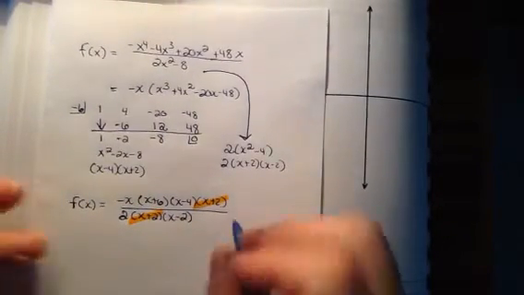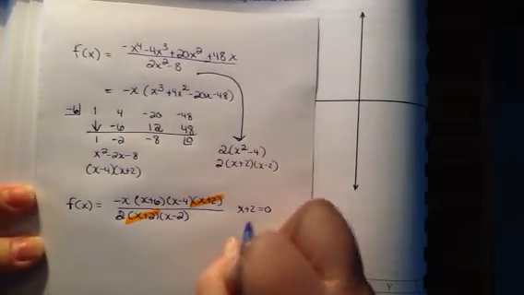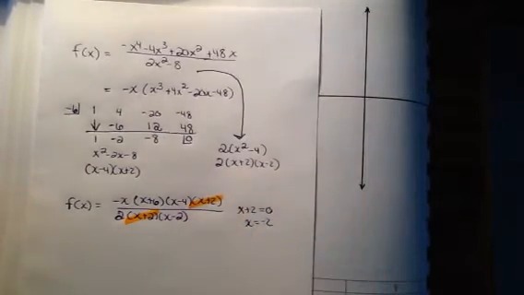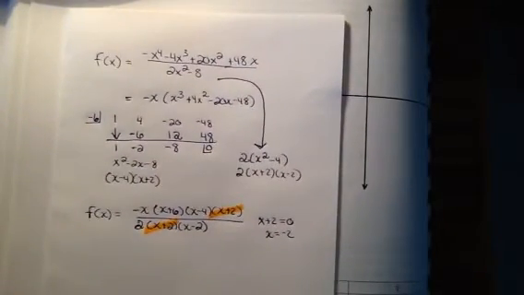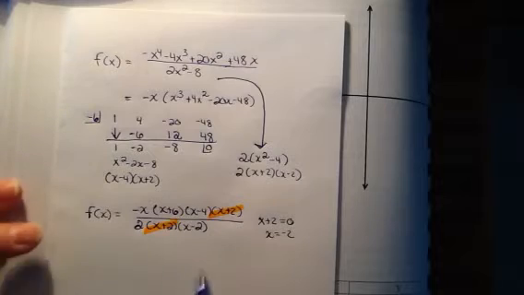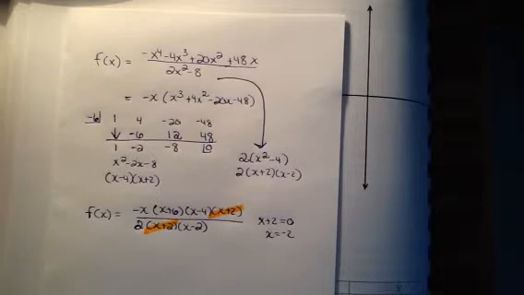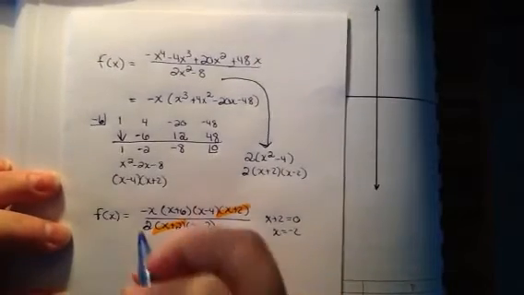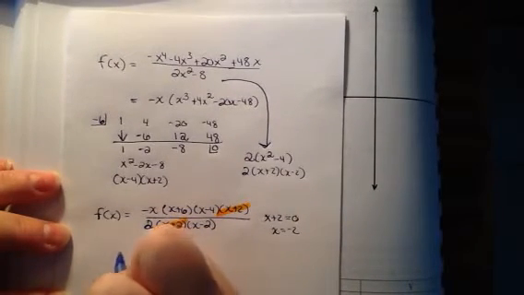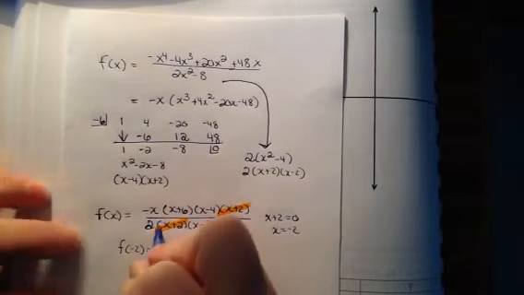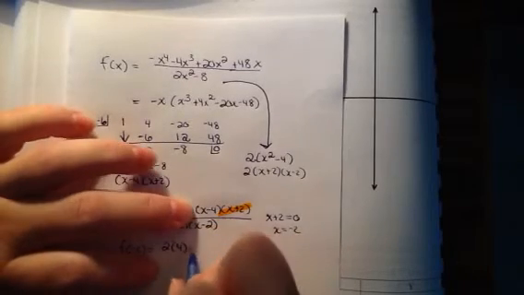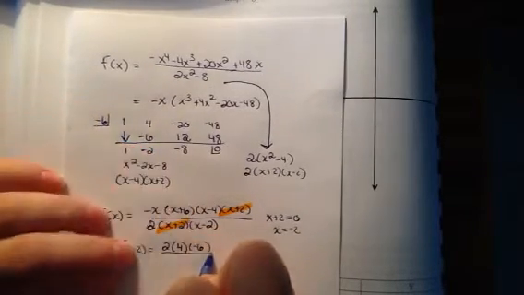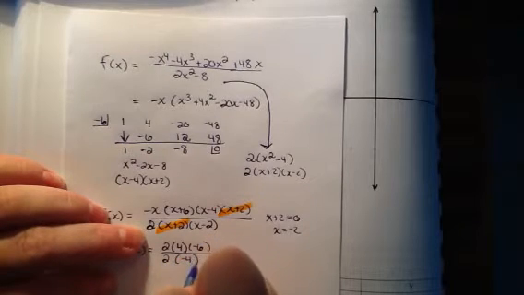If I take that x plus 2 and set it equal to 0, that means x equals negative 2. I'm going to have a hole at negative 2 comma something, and I have to find that something. All you're going to do is plug this negative 2 into all my x's that are left over. So I'm finding f of negative 2, equals a negative becoming positive 2, a negative 2 here makes that a 4, a negative 2 here makes that a negative 6, all over 2 times negative 4.